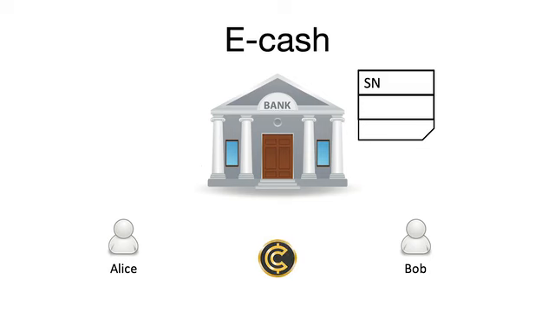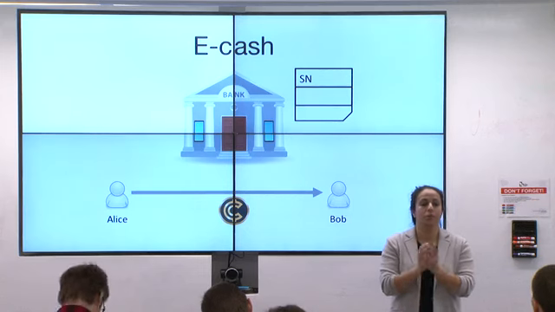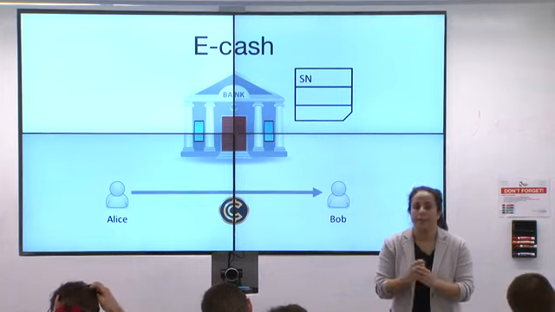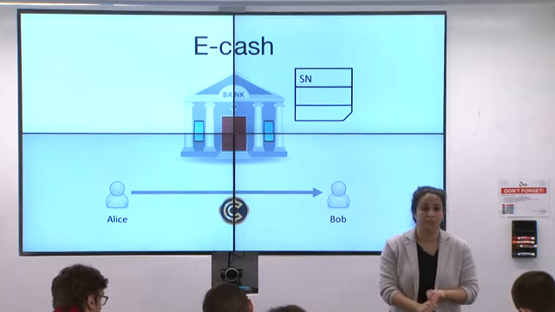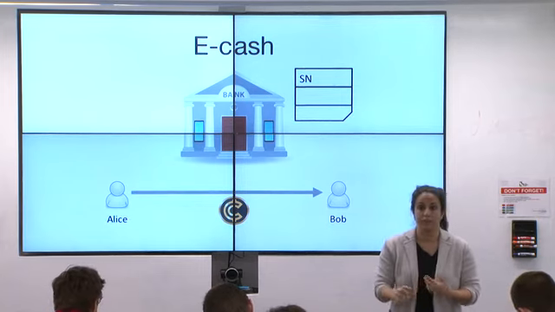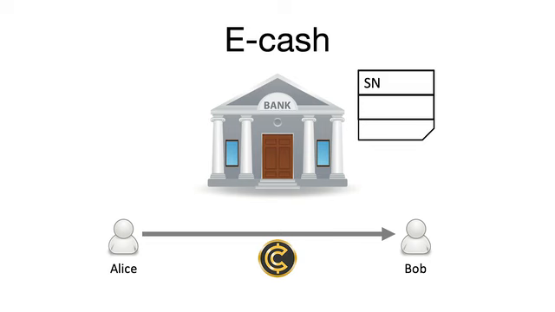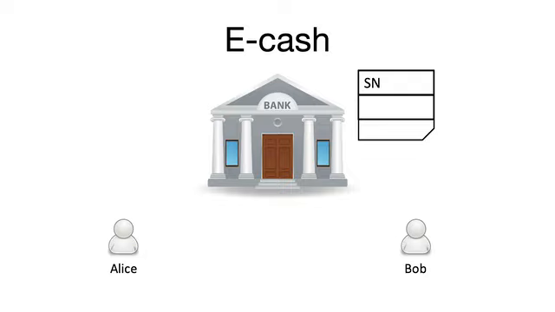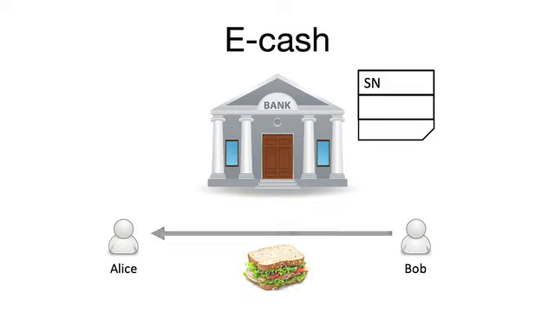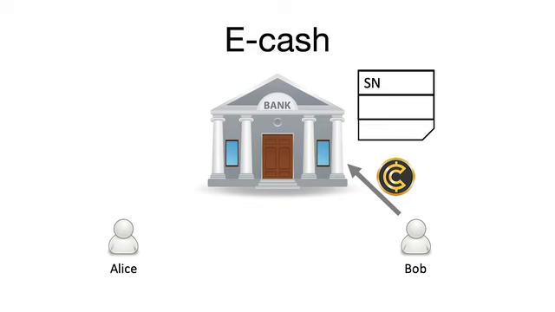Once Alice has this coin, she can give it to Bob. And Bob can take a look at this coin, and hopefully there's enough going on with it that Bob can be convinced that this is a real coin. Alice didn't make it up out of nowhere. She actually had the funds, so to speak, to give to Bob, and it hasn't been double spent. Once Bob is convinced of that, he can give Alice the sandwich.